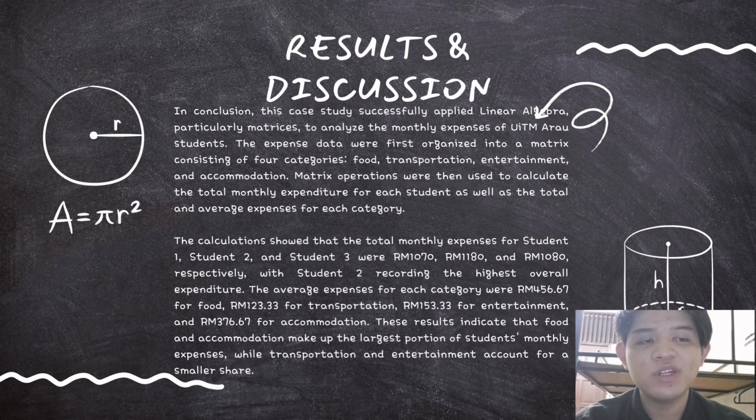The average expenses for each category were 456.67 for food, 123.33 ringgit for transportation, 153.33 for entertainment, and 376.67 for accommodation. This result indicates that food and accommodation make up the largest portion of student monthly expenses, while transportation and entertainment account for a smaller share.